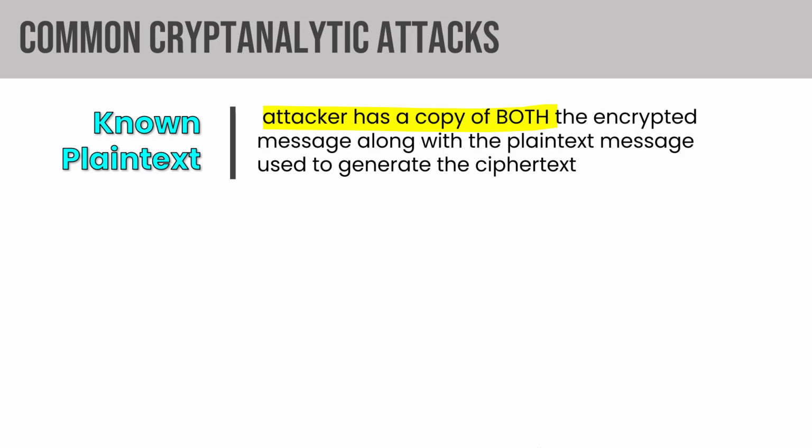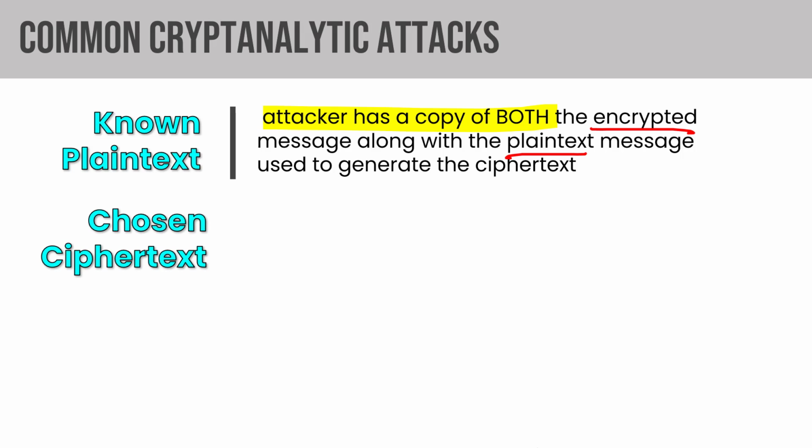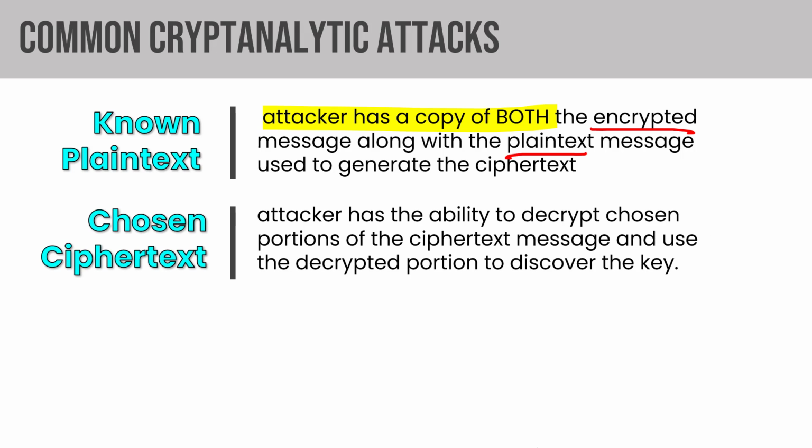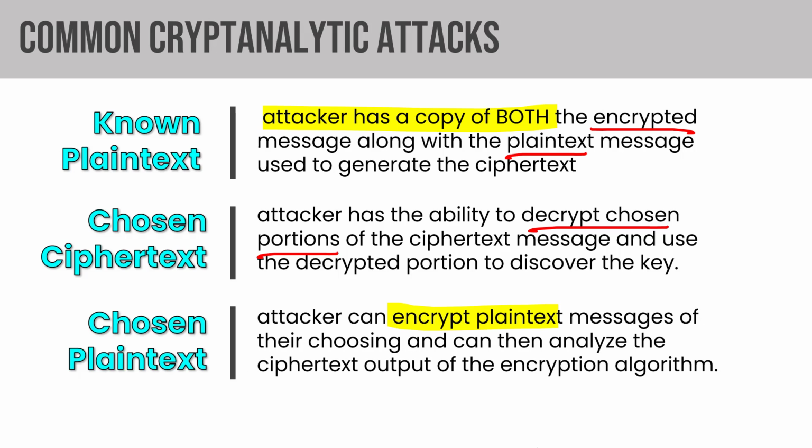So now we're going to touch on a few cryptanalytic attacks with very similar sounding names. So we'll start with known plaintext, where the attacker has a copy of both the encrypted message along with the plaintext message used to generate the ciphertext. We then have the chosen ciphertext attack, where the attacker has the ability to decrypt chosen portions of the ciphertext message and then uses the decrypted portion to discover the key. And then there's the chosen plaintext attack, where the attacker can encrypt plaintext messages of their choosing and then can analyze the ciphertext output of the encryption algorithm.